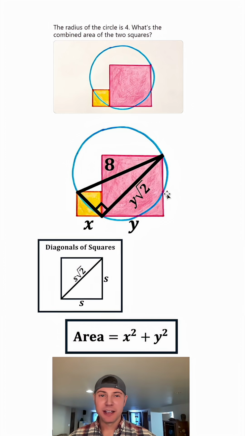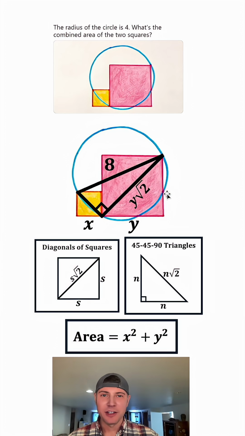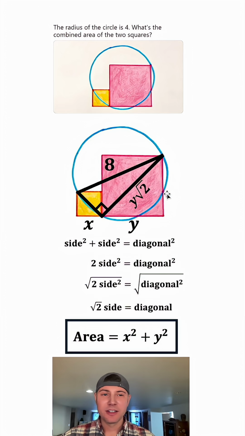And it's very much related to these notes about 45, 45, 90 triangles. The hypotenuse is always square root of 2 times one of the legs of the triangle. And if you want to go even further back, all this is just Pythagorean theorem. You end up with side squared plus side squared equals diagonal squared. And after you go through all the work, you end up with the diagonals equal to the square root of 2 times the side. Pretty cool, huh?